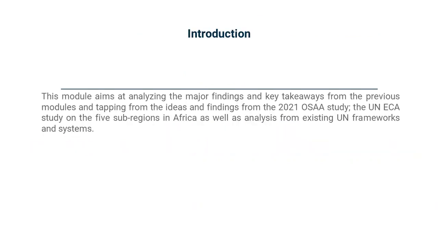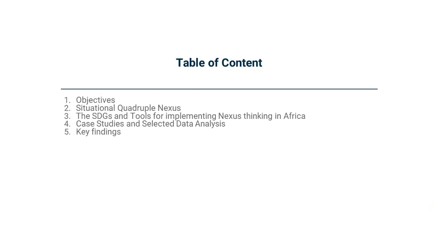This module aims at analyzing the major findings and key takeaways from the previous modules and tapping from the ideas and findings from the 2021 OSAA study, the UNECA study on the five subregions in Africa, as well as analysis from existing UN frameworks and systems. The table of contents: objectives, situation quadruple nexus, the SDGs and tools for implementing nexus thinking in Africa, case studies and selected data analysis, key findings.